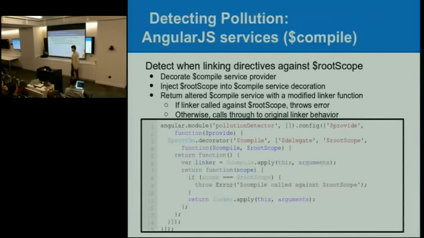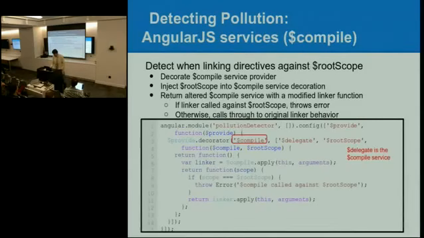Here we see how something like this can be built. In this example, we're going to decorate the compile service provider. What we're going to do is inject a root scope into the compile service's decoration, and we're going to alter the behavior of the compile service such that it returns to us a modified linker. This linker, before it's run, compares the scope that it's being run against to the root scope. And if the two are the same, it throws an error. If the two are different, then it goes ahead and does whatever the linker was going to do beforehand. Now, this is some rather deep Angular magic foo.